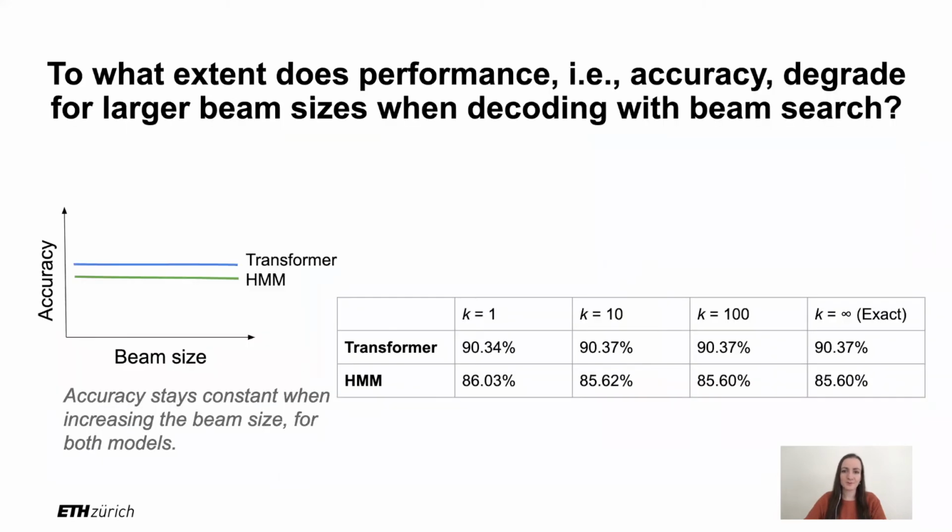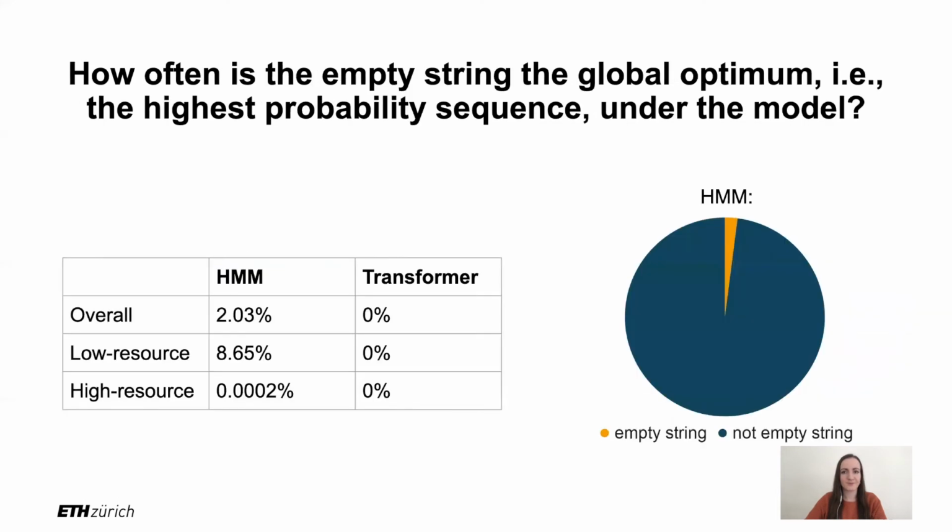The first question we wanted to answer was to what extent performance, that is, accuracy, degrades for larger beam sizes when decoding with beam search. We found that it doesn't. For both models, there's barely a difference in accuracy when increasing the beam size, even compared to exact search. How often is the empty string the global optimum? Overall, the empty string was the global optimum in only 2% of the cases for the HMM and 0% for the transformer, where we didn't observe any empty strings.